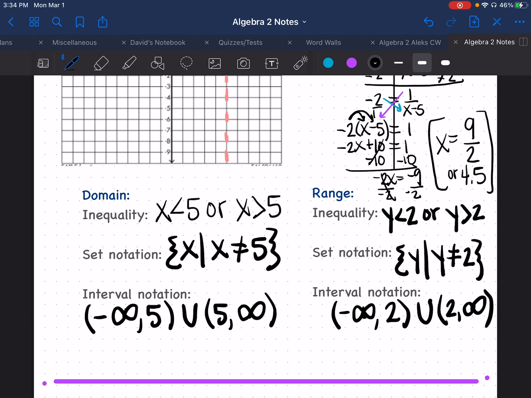You never want to put a bracket with the 2 or the 5 for either of your interval notations, because that is where your asymptote is. So it's actually, the graph is not touching it.